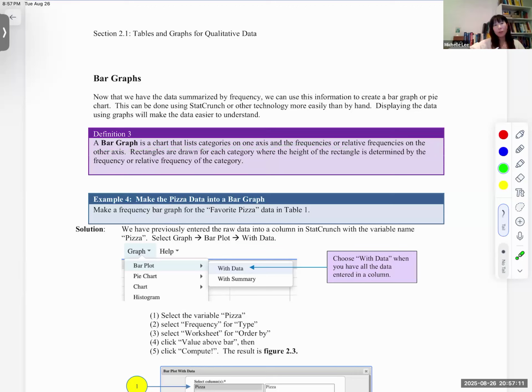So a bar graph, excuse me, looks like an energy bar, right? It's rectangular. Rectangles are drawn for each category. So let me highlight this one: rectangles, bar graph. Let me draw by hand, and then I'm going to show you the second way.